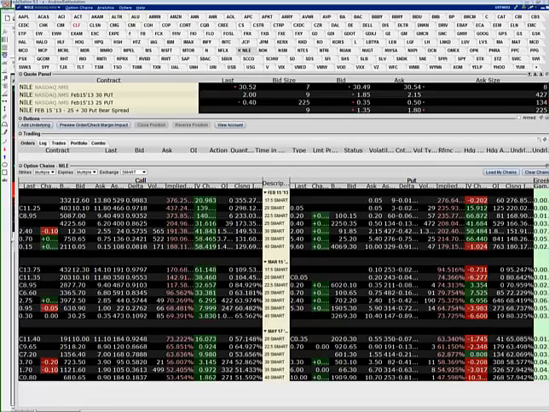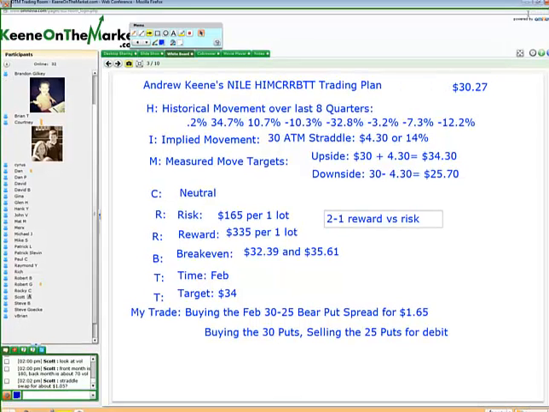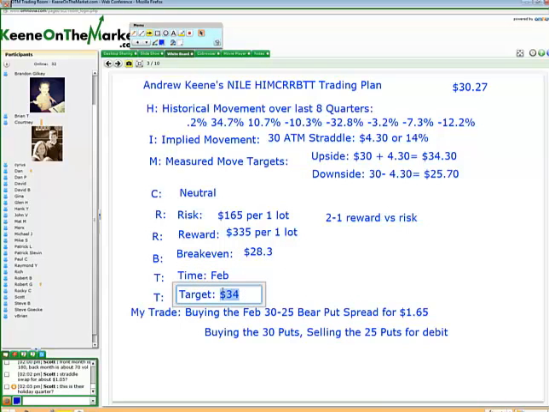Okay, so I am in this trade. My risk on this trade is $165 per one lot. My reward on this trade is $335 per one lot. It gives me a 2 to 1 reward to risk setup. My break even on this trade is 30 minus $1.65, which is $28.35. February, and my target is 26 bucks.